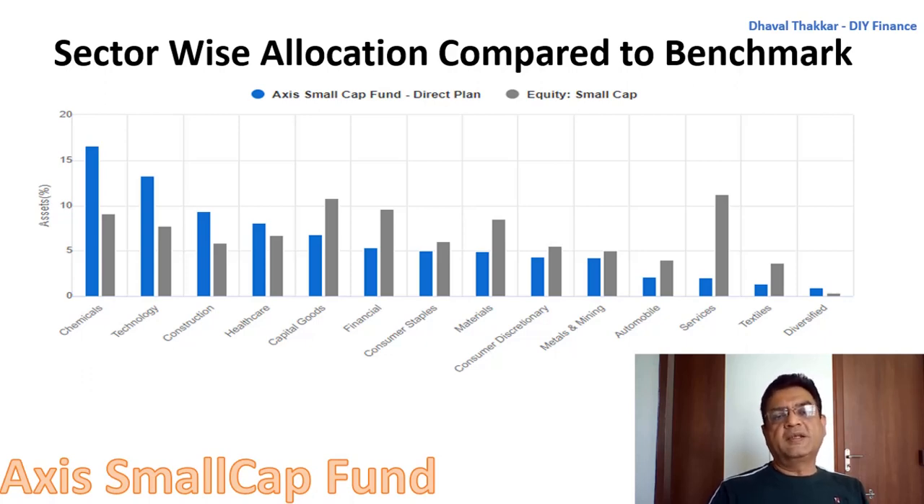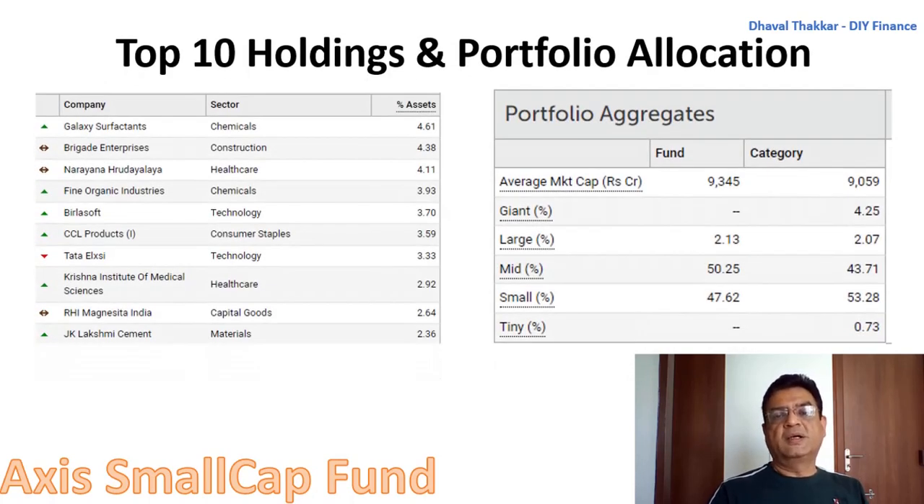As evident, Galaxy Surfactants and Fine Organics are the main stocks of the chemical sector, whereas Birlasoft and Tata Elxsi are the major contributors in the technology sector. Here also, the stock selection looks good. On checking the portfolio allocation, it is evident that small caps account for around 50% of the portfolio, whereas mid caps form the other 50%, and only a negligible 2.13% is allocated to large cap stocks.